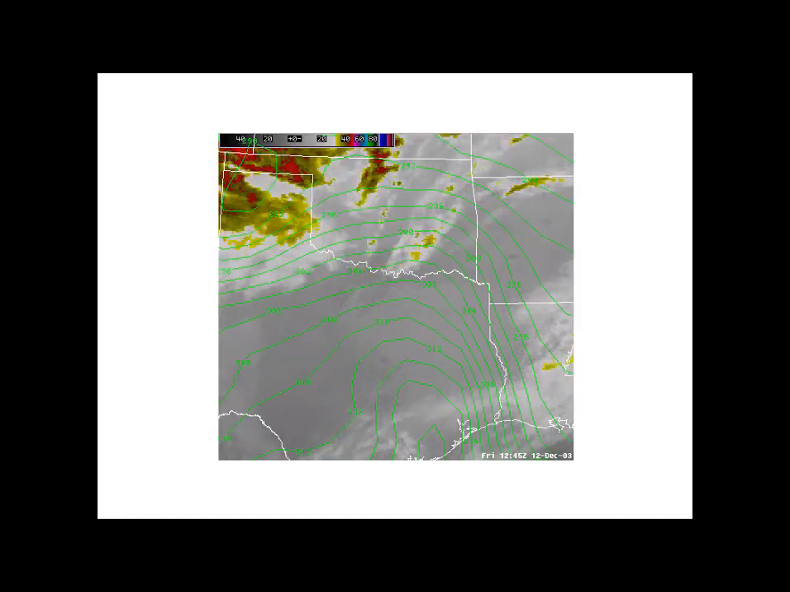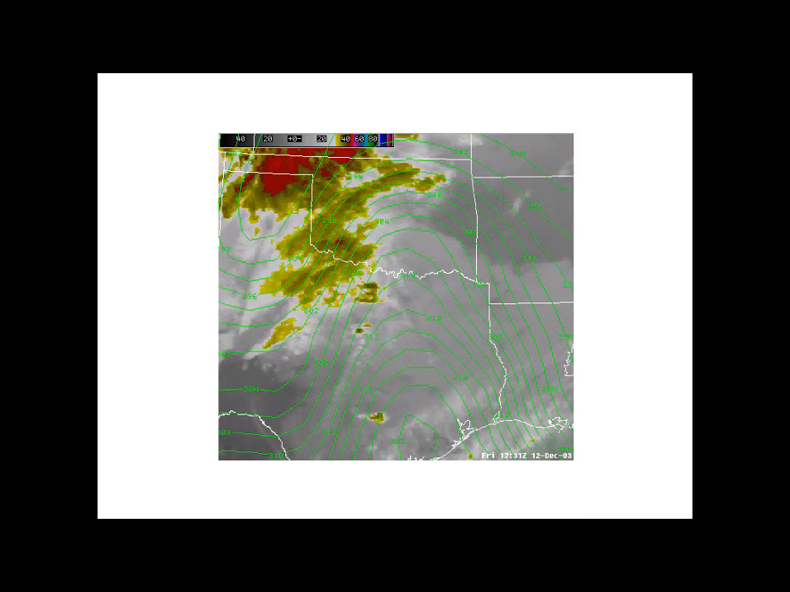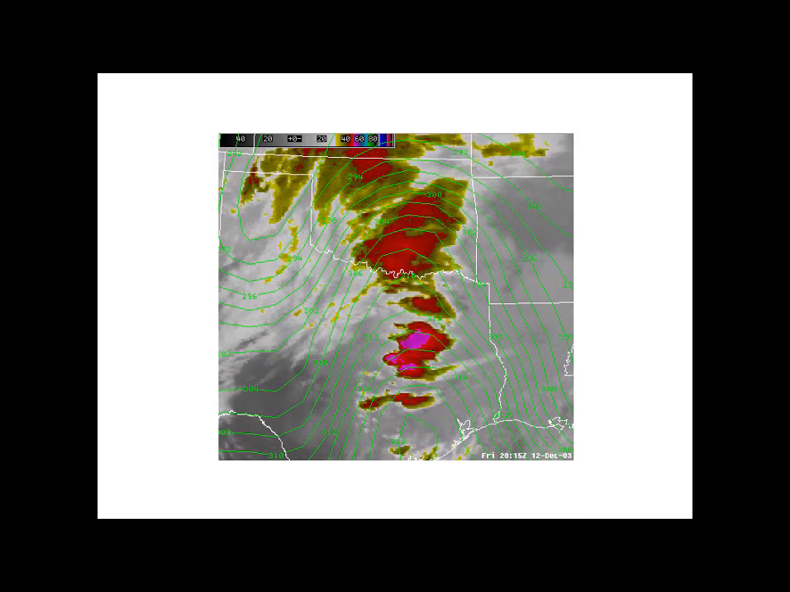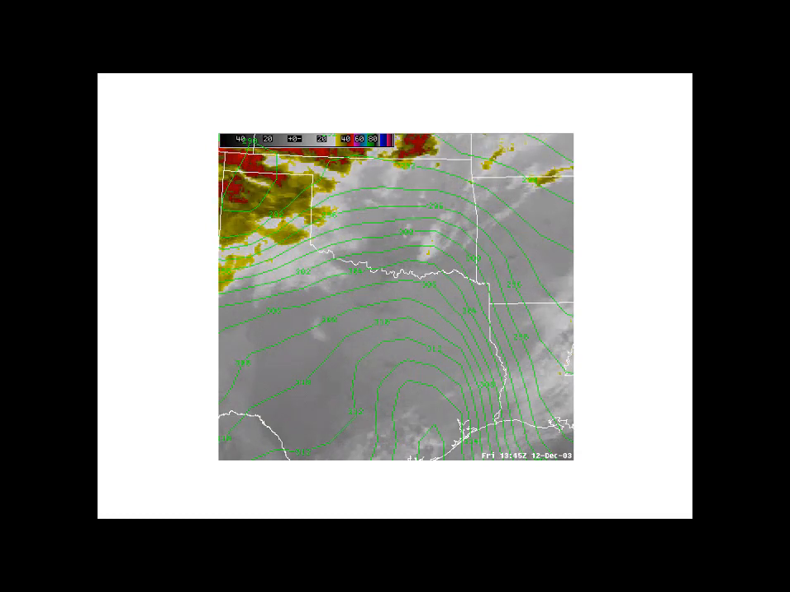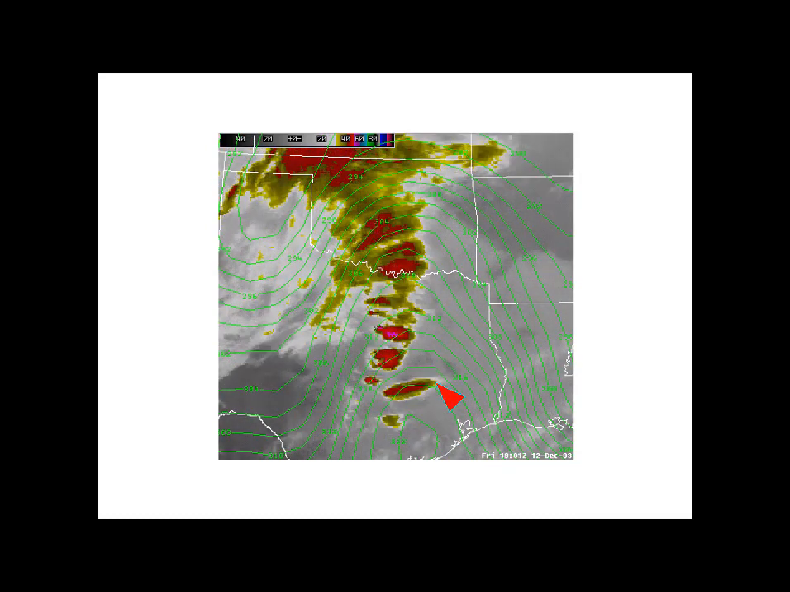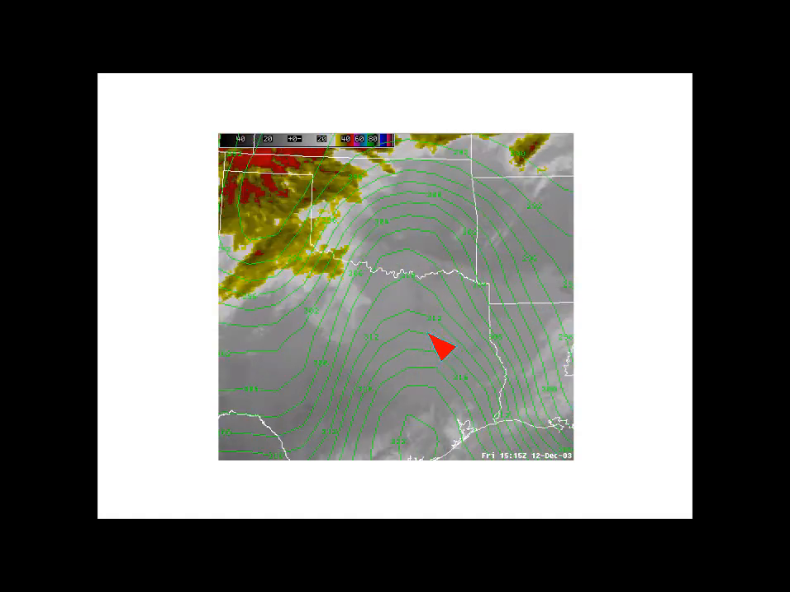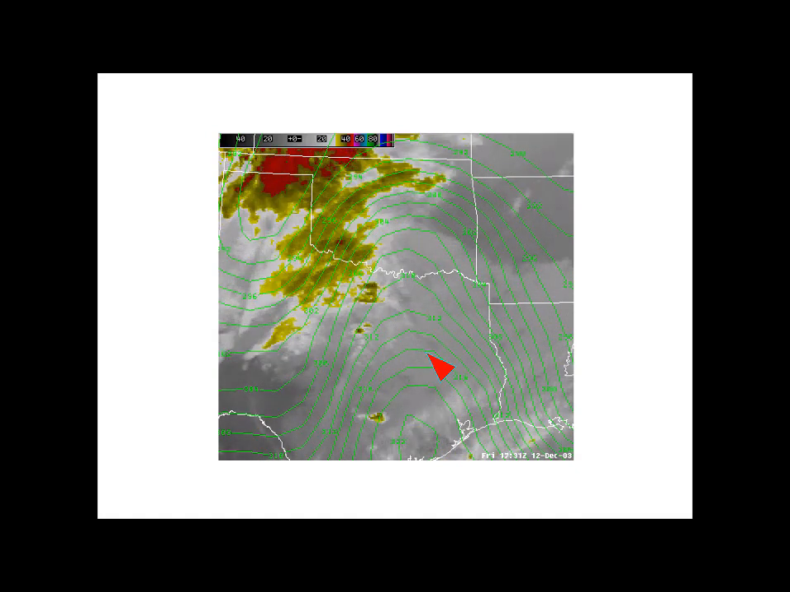Let's look a little more closely now. Here's the IR imagery, and I overlaid the 850 millibar theta-E here, and indeed that convection right here in eastern Texas is associated with a theta-E ridge, so we have a ton of unstable air here, and you can see it pointing towards the north.